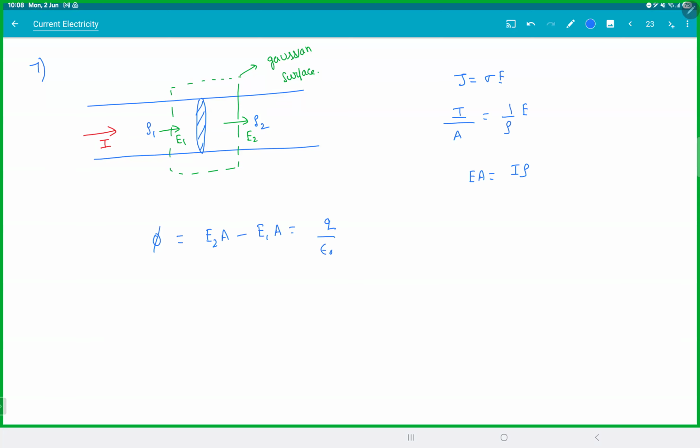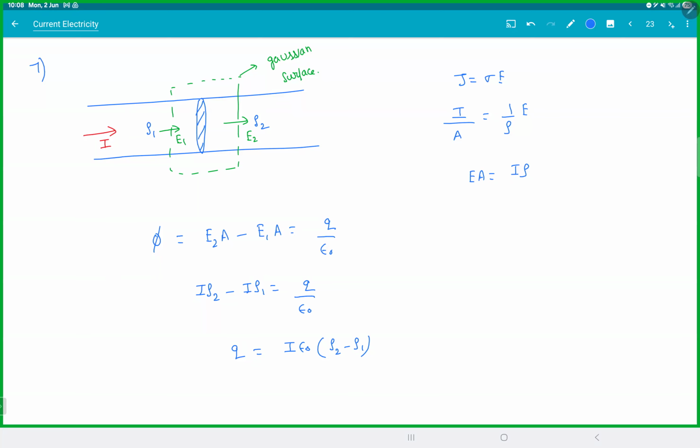That Q must be the charge on this. So E2A will be I into rho 2 minus I into rho 1. Therefore, the charge enclosed is I into epsilon into rho 2 minus rho 1. Yep, that's it, done. Easy. Like I said, steps are less.